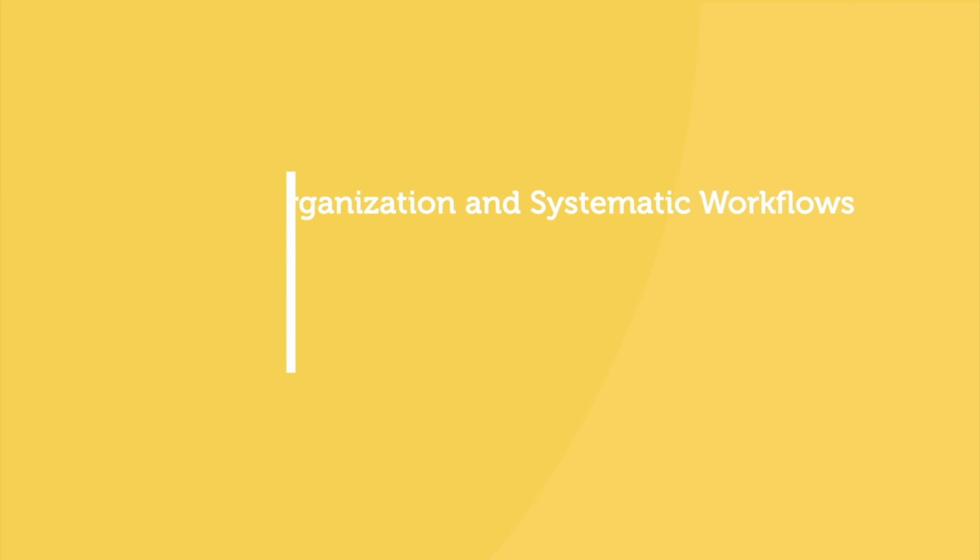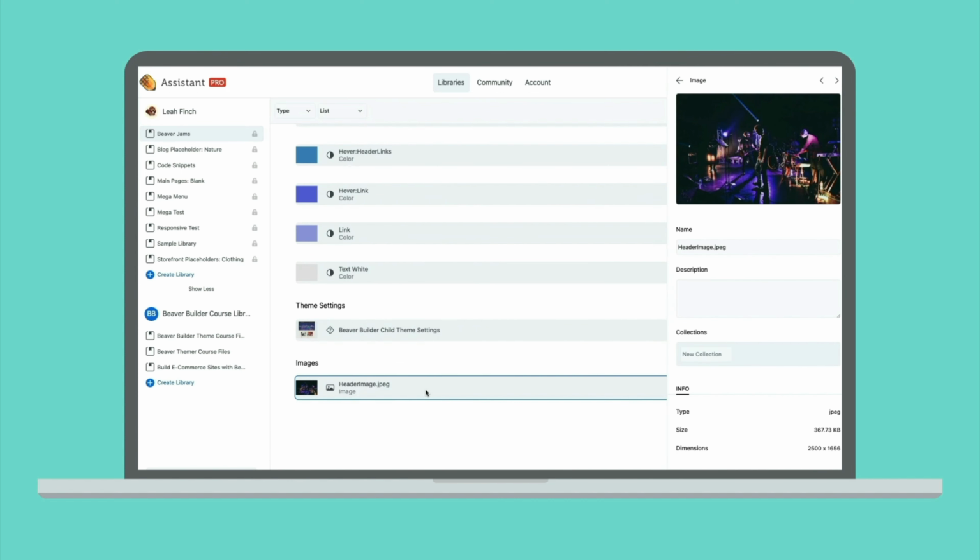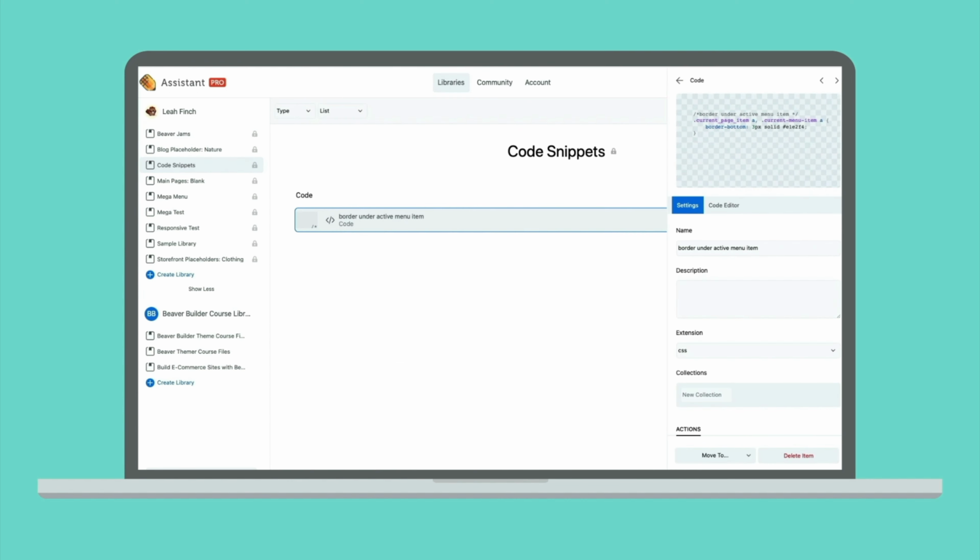Establishing organization and systematic workflows is key to having a thriving business and a clear head. And that's what makes Assistant Pro so great. It's like a filing cabinet for your WordPress projects.